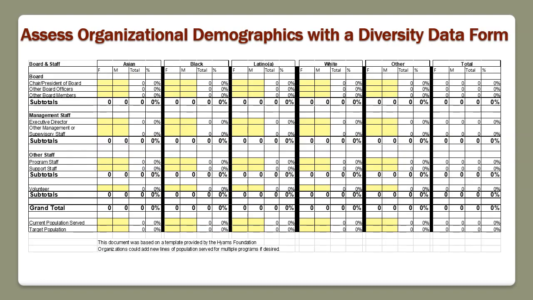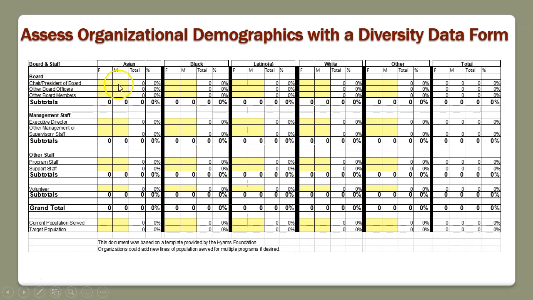So step one is assessing your organizational demographics with a diversity data form. Now, this form is designed for the United States, which is a very racialized country. So if you are in a different country, change the categories to fit your country. It may not be racial categories; it might be ethnic group categories. If you're in a country that has a large foreign or international population, it may be migrants. Ultimately, what this demographic form does is look at who your board is.